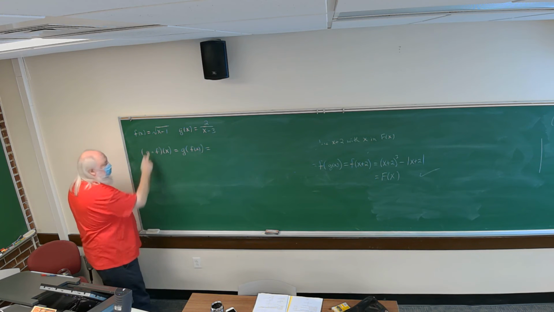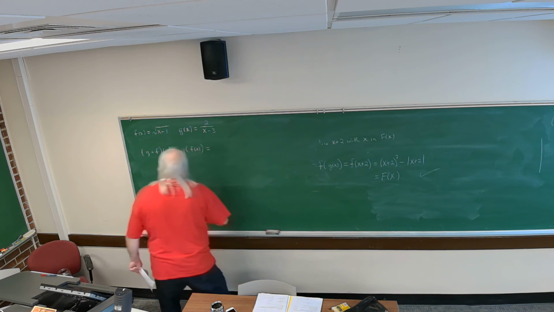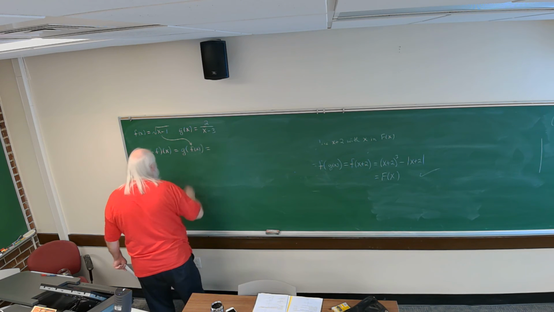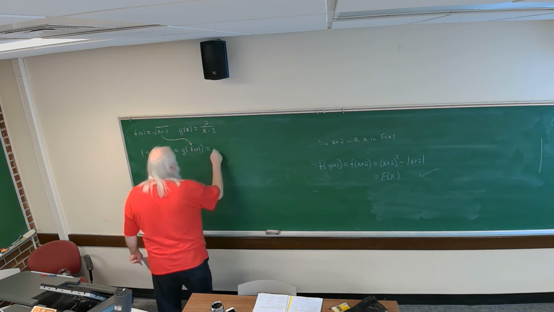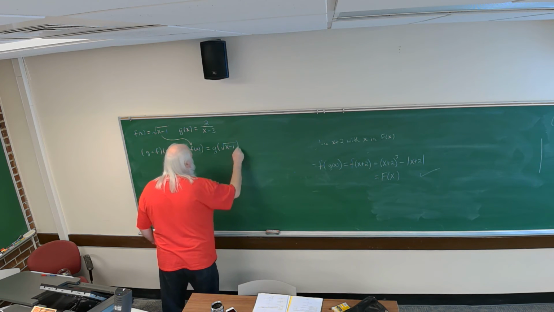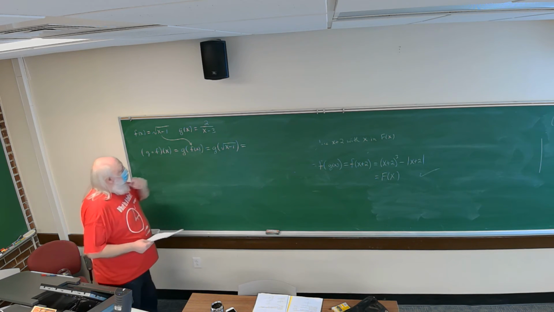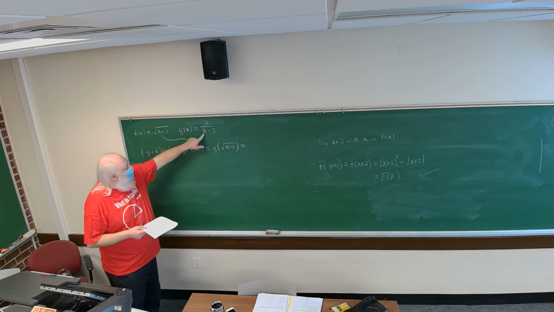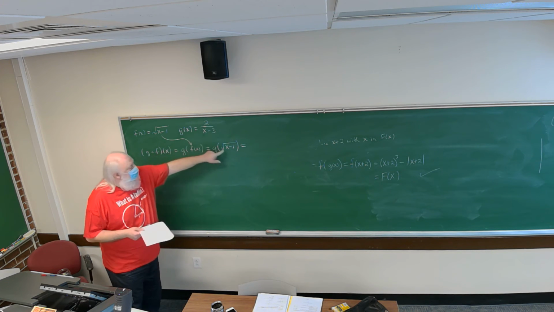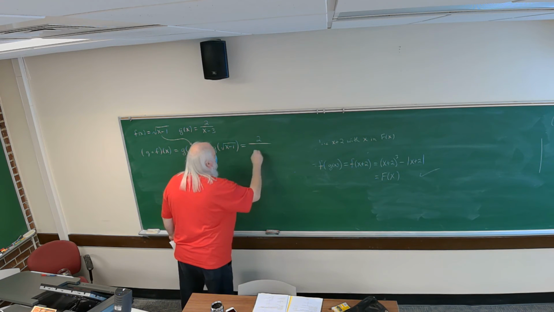f of x is equal to square root of x minus 1. So that's the first step. Replace f of x with what it's equal to. So we have g of the square root of x minus 1. And now to evaluate g of the square root of x minus 1, we replace x on the right hand side, g of x, with square root of x minus 1. And we have 2 over the square root of x minus 1 minus 3.